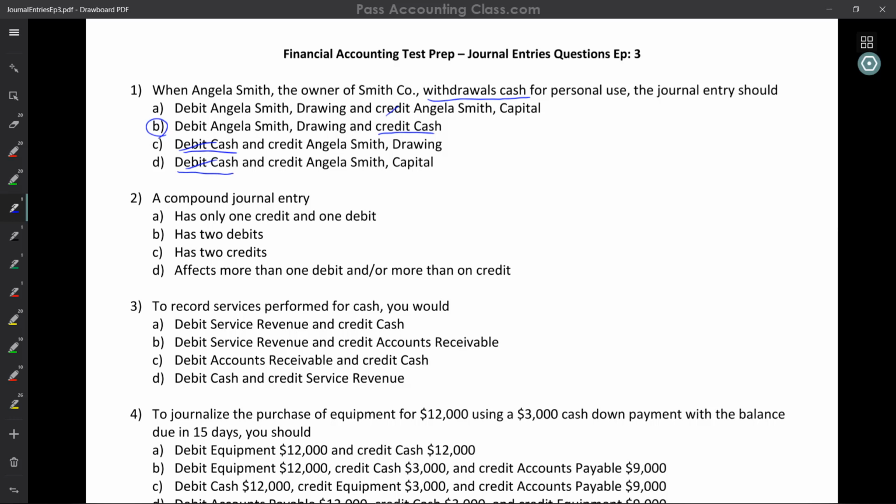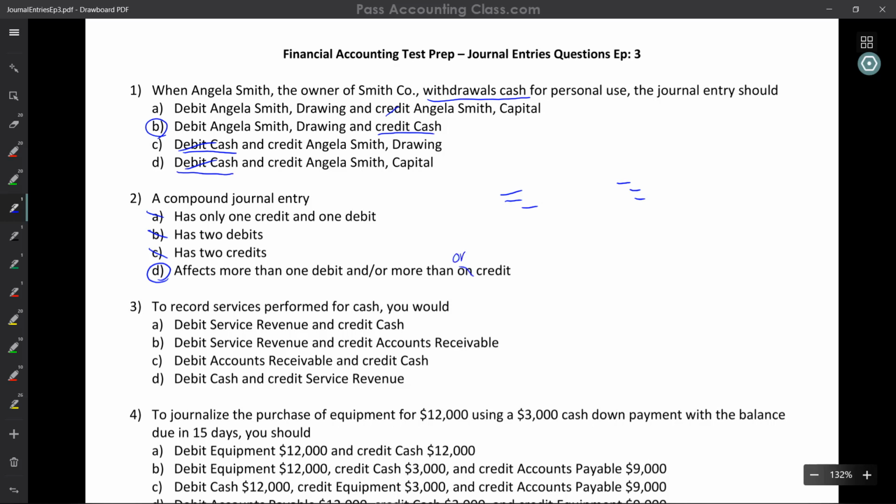Well, a compound journal entry typically just means that you may have more than one debit and or more than one credit. So it would be a journal entry that would say, two debit entries and one credit entry, or one debit entry and two credit entries. That would be an example of a compound journal entry. So it doesn't have to have two debits. It doesn't have to have two credits. It definitely doesn't have only one credit and one debit because that's a simple journal entry. So D is the best answer here, where it says affects more than one debit and or more than one credit. And let me just change this to 1.